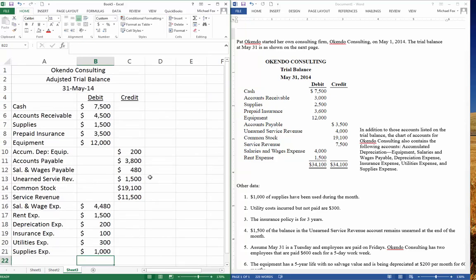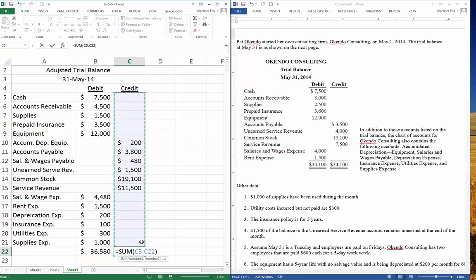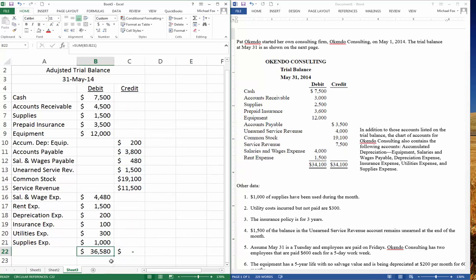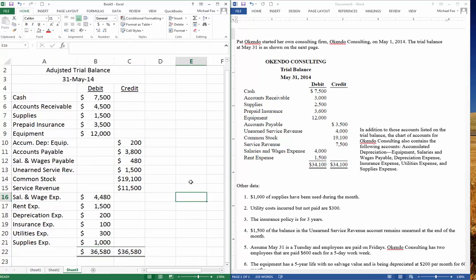Then we have the moment of truth, where we will add up all of the debits. Comes up to 36,580. We'll do the same for all of the credits. Except that I did it too far. Another thing I can do is use the fill tool, fill this column over, and that'll do the same formula in this column as is in this column. So it transfers the formula over to the new column. Anyway, now I can see that my debit and credit sides balance each other. That's a good sign. And that was part 3, to create the adjusted trial balance.